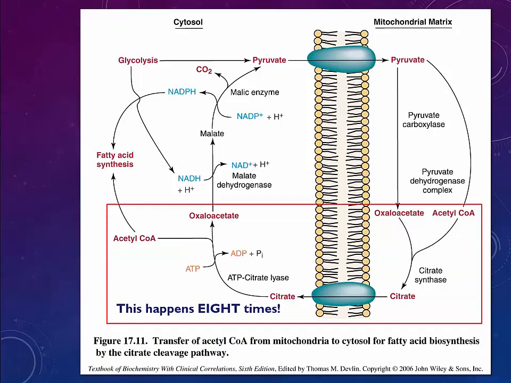Here we are. Look towards the bottom of the figure and you'll see citrate. Remember, palmitate is 16 carbons long, so we're going to need 8 acetyl-CoA, since each acetyl is 2 carbons. So 8 times citrate is exported from the mitochondria. Here's what happens. Citrate in the cytosol is cut by ATP citrate lyase. This consumes an ATP and releases acetyl-CoA and oxaloacetate.